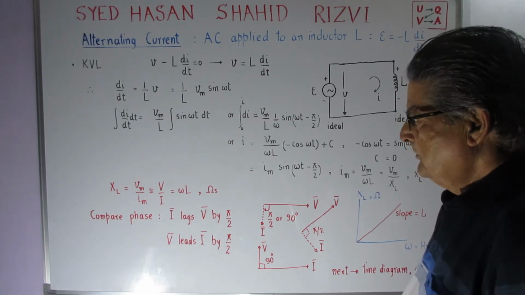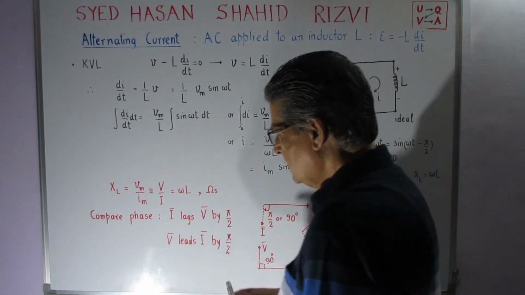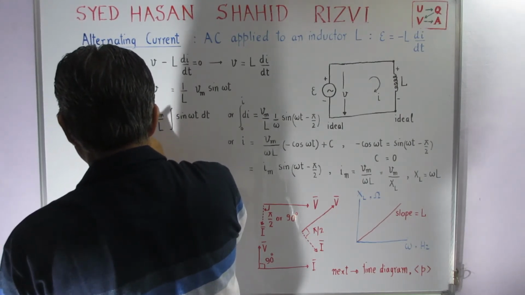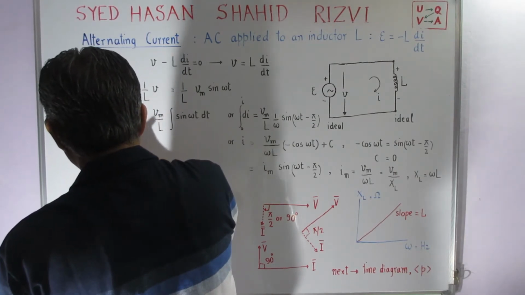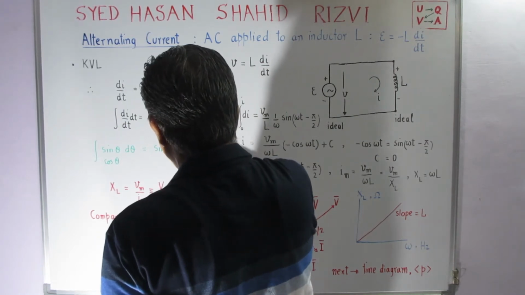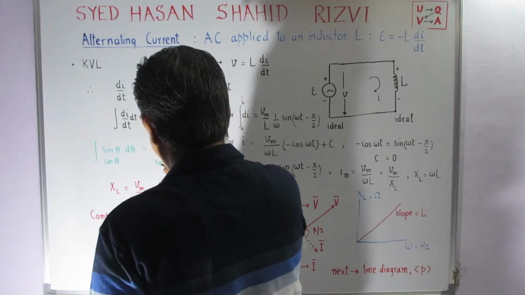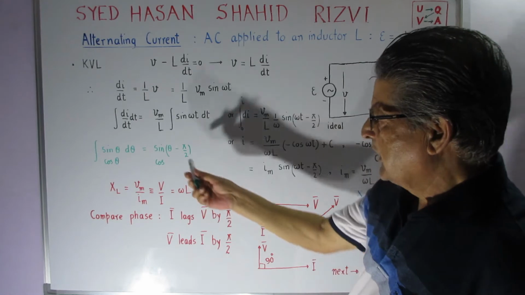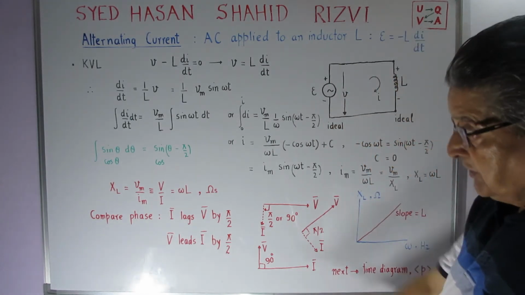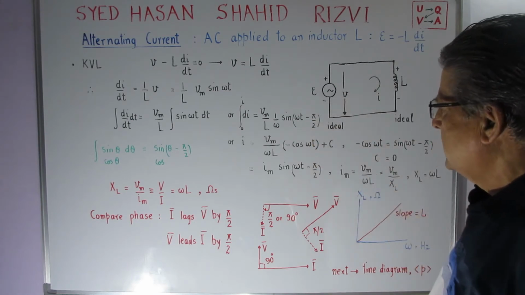And I told you, if you remember, that integral of sine of theta d theta, as also integral of cos of theta d theta, is equal to sine of theta minus pi by 2, or cos of theta minus pi by 2. That means the phase upon integration decreases by pi by 2 radians, and in differentiation, the phase increases by plus pi by 2 radians. So here I am giving a decrease of pi by 2 radians.